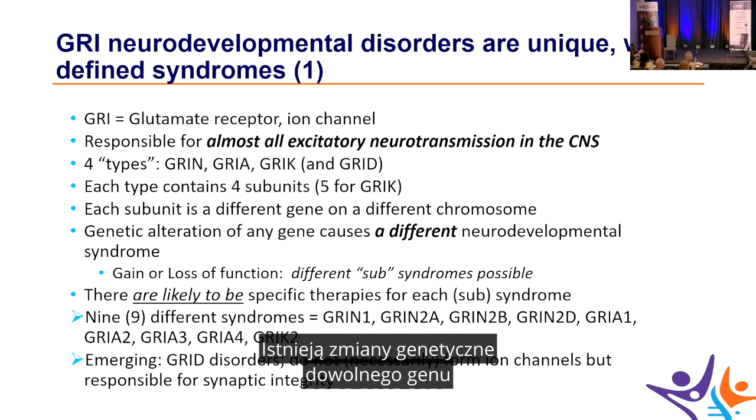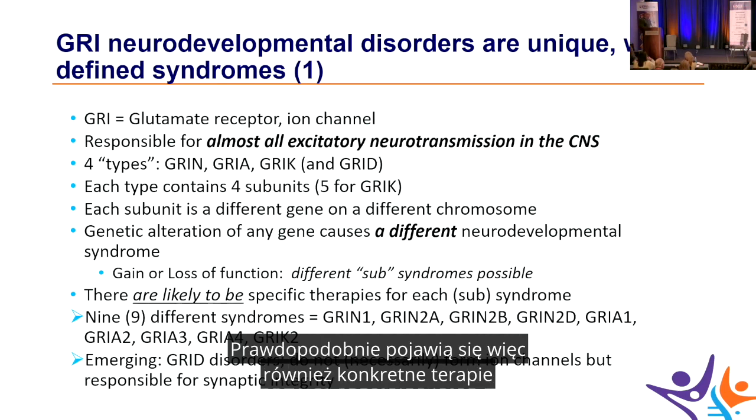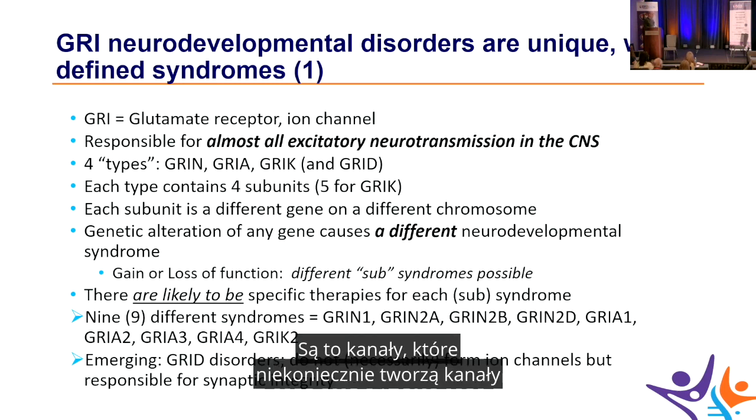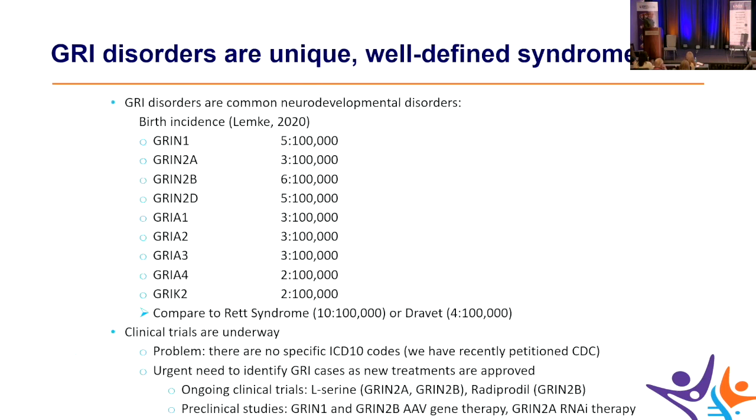Genetic alterations of any gene cause a different neurodevelopmental syndrome, and with gain or loss of function, our theory is that it causes a different subsyndrome within that. So there are likely also to be specific therapies for each subsyndrome. Basically you end up with at least 9 different syndromes for each of the different disorders. And what's emerging are these things called GRID disorders. These are channels that don't necessarily form ion channels, but they're responsible for synaptic integrity.